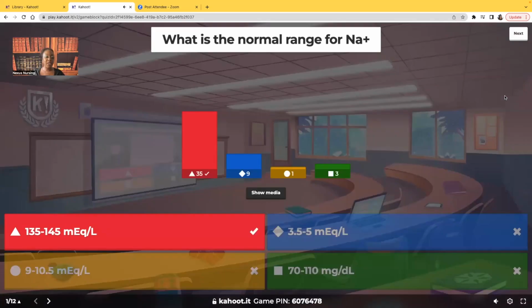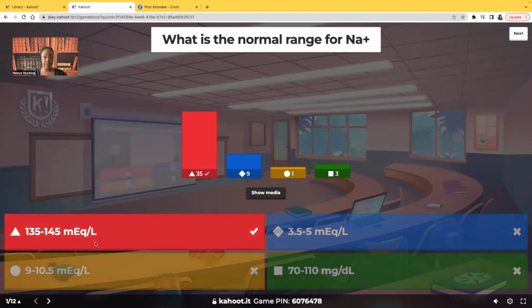Very good. Normal range for sodium is 135 to 145 milliequivalents per liter. So what are these other numbers? 3.5 to 5, that is your normal range for potassium. 9 to 10.5, that is your normal range for calcium. 70 to 110, that is your normal range for glucose, fasting glucose by the way, but glucose nonetheless. But when it comes to 135 to 145, that is sodium.